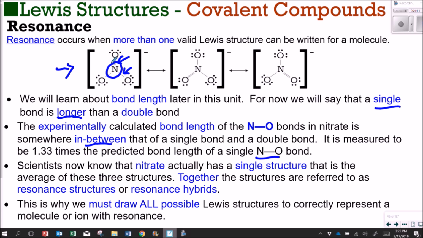Scientists now know that nitrate actually has a single structure, which is the average of the three structures that are drawn above. And together these structures are referred to as resonance structures or sometimes resonance hybrids. This is why we must draw all the possible Lewis structures to correctly represent a molecule or ion with resonance.